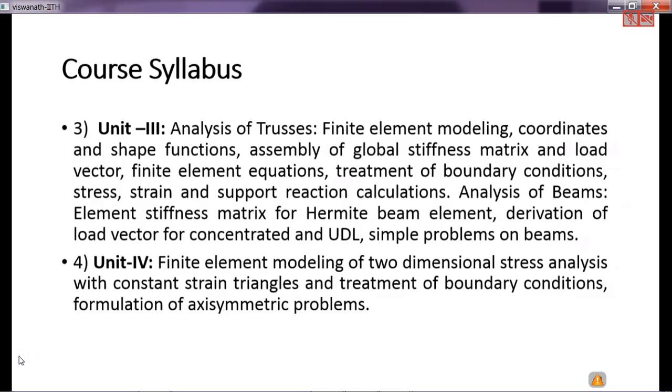And then how to deal with uniformly distributed loads, simply supported beams, and other things will be analyzed by using assembly and other kinds of things. And then you will be solving a complete beam problem in the second part of unit 3. So this is the core of the finite element where you will be spending most of the time.